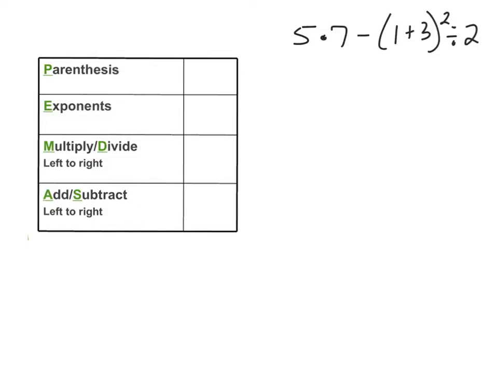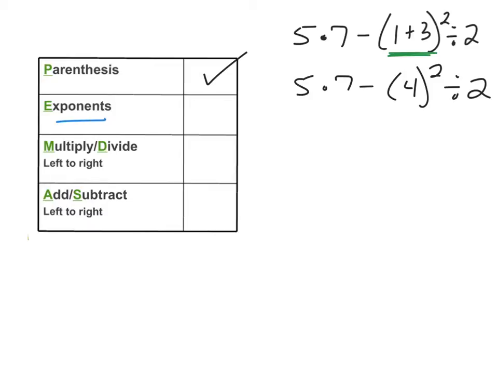So, working with parentheses, I'm going to do what's inside the parentheses first. So I will have 5 times 7 minus, inside my parentheses was a 4. Notice I'm copying everything else down. So now I no longer have anything to do inside the parentheses. My next item is exponents. So here's my exponent. So I will work that problem. 5 times 7 minus 4 squared is 4 times 4, which is 16, divided by 2. So check. That is done.